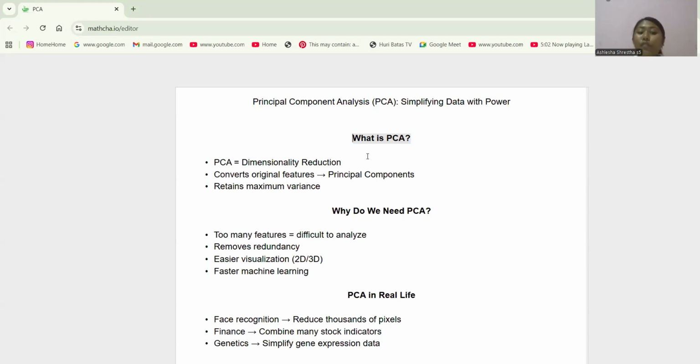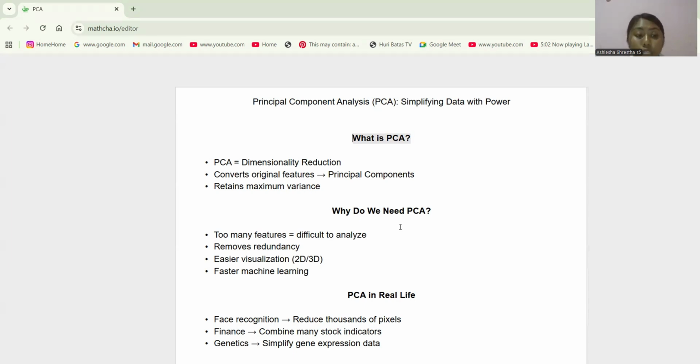PCA is a very powerful technique in data science and machine learning that helps us simplify large and complex datasets while still keeping most of the important information. So, what is PCA? PCA, principal component analysis, is a statistical technique used for dimensionality reduction. It transforms high-dimensional data into a smaller number of new variables called principal components while retaining most of the variation or information present in the data.